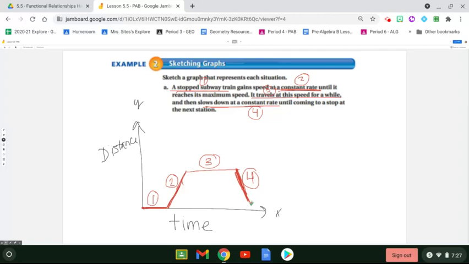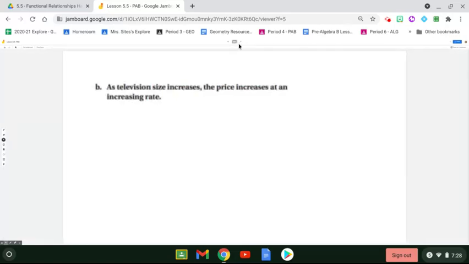So when we're stopped, time is still happening. So that would be the last part. Okay, so this is what our graph would look like for this sketch. Okay, let's take a look at the next one.